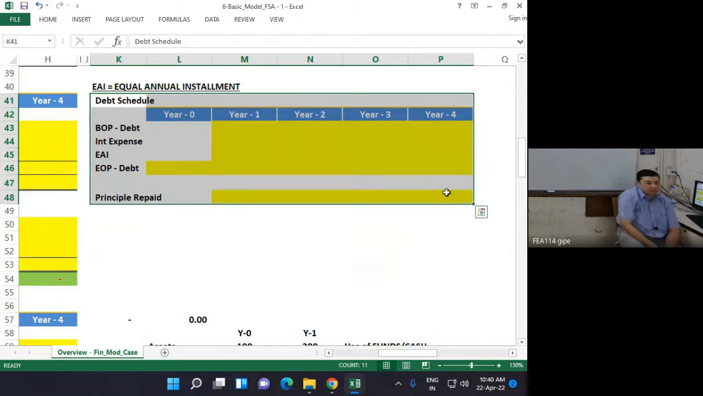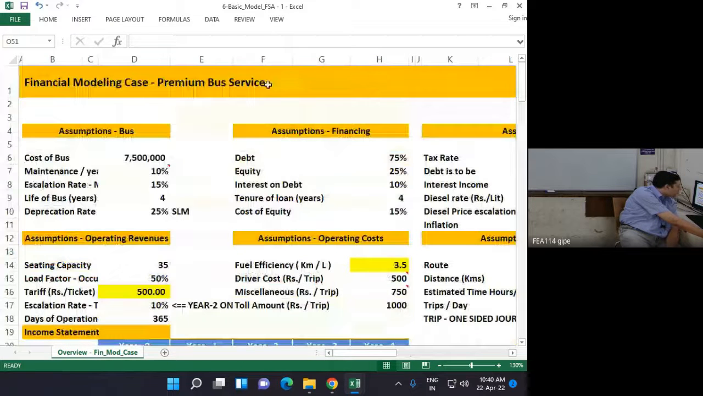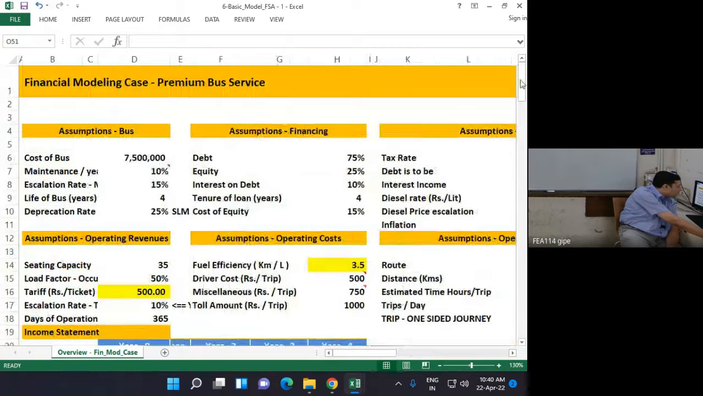Now, we will also be making supporting statements like a debt schedule. Sometime back we made that entire amortization schedule. So something similar you will have to recreate here, to analyze the debt. But let's run through the assumptions first, and then we will try to build the statements step by step.